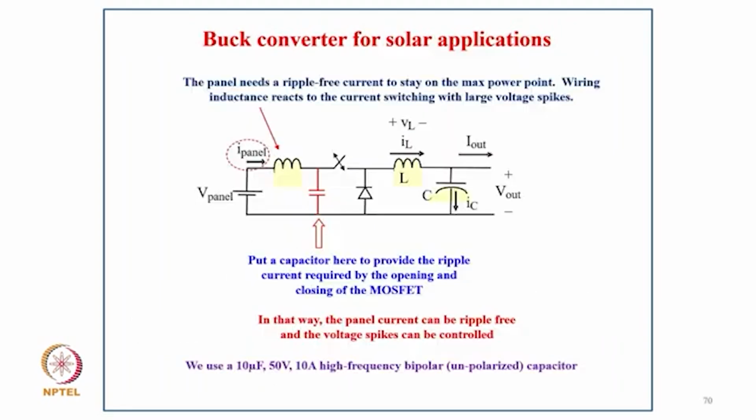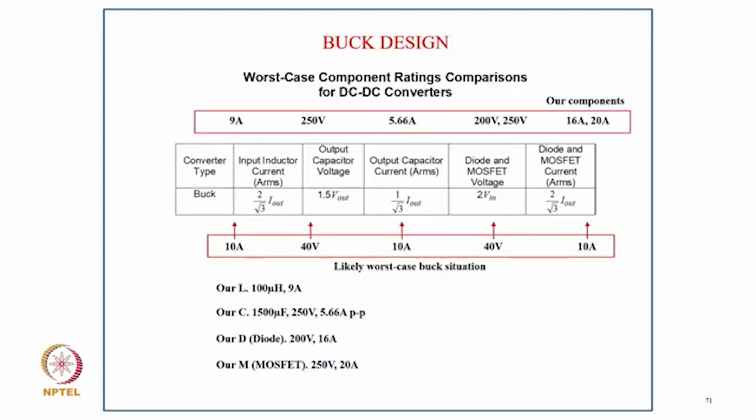that is equal to 0.56. Now the panel needs a ripple free current to stay at the maximum power output. The wiring inductance reacts to the current switching with a large voltage spike. So we put a capacitor here to provide the ripple current required for the opening or closing of the MOSFET. In that way, the panel current can be ripple free and the voltage spike can be controlled. Normally we use a 10 microfarad, 50 volt, 10 ampere, high frequency bipolar, unpolarized capacitor at the input, as shown in the red color.